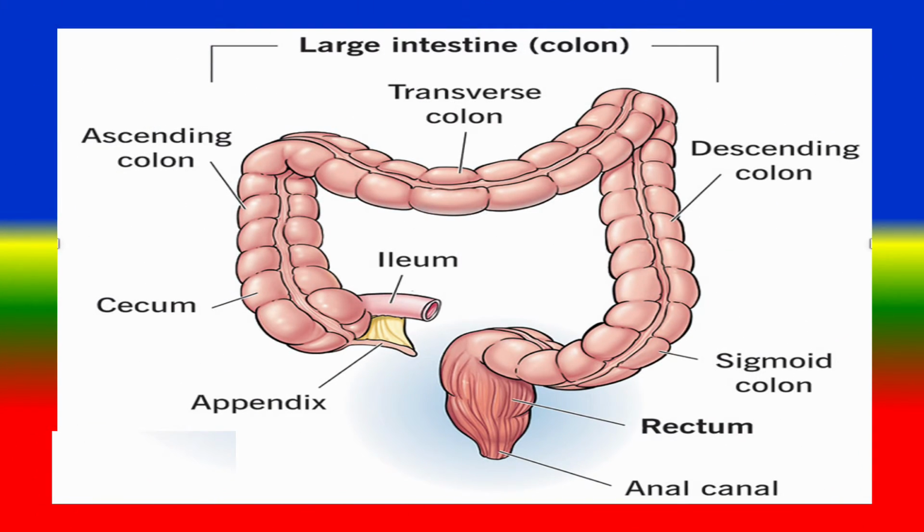Look at this, it shows the caecum, ascending colon, transverse colon, descending colon, sigmoid colon, rectum. This is the appendix.